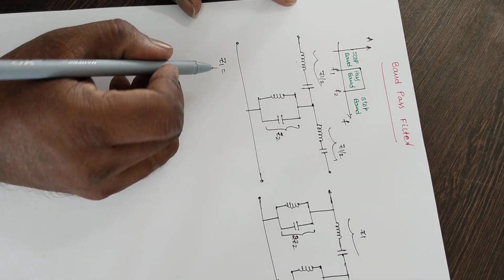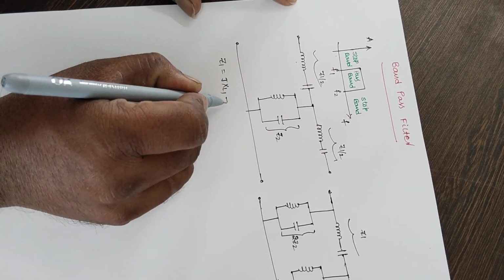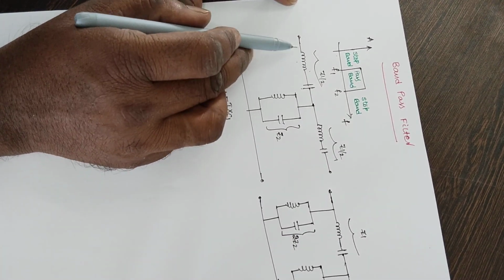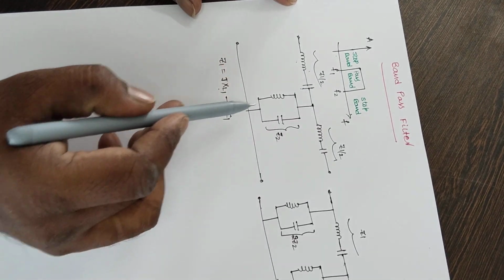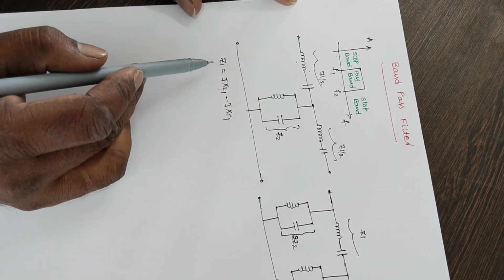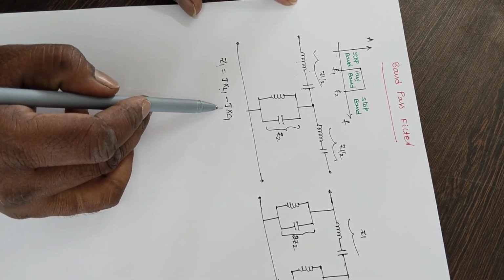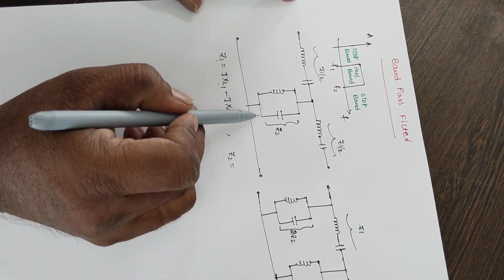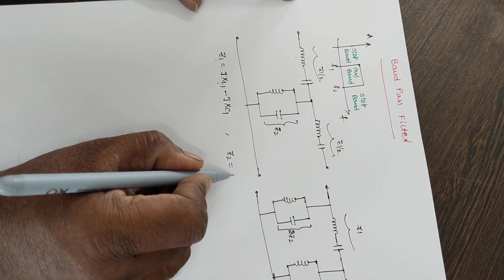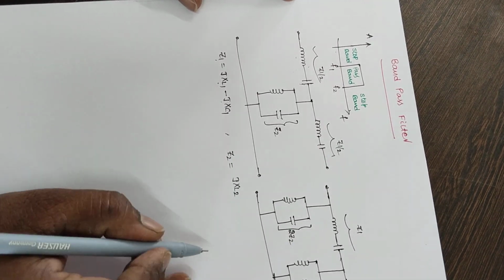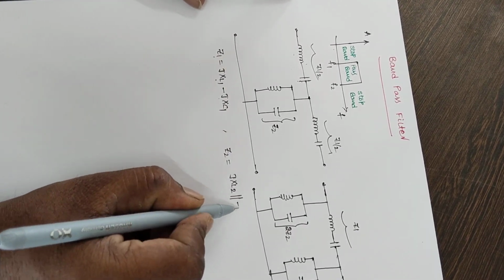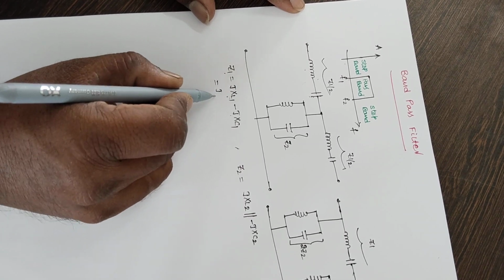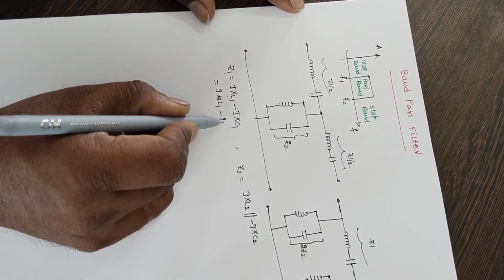We know that Z1 is equal to jXL1 minus jXC1. Here XL1 is the reactance offered by the inductance and XC1 is the reactance offered by the capacitance. So this series branch can be represented like this: Z1 equals jXL1 minus jXC1. Next, Z2 is the parallel LC resonant circuit, which is jXL2 in parallel with minus jXC2.